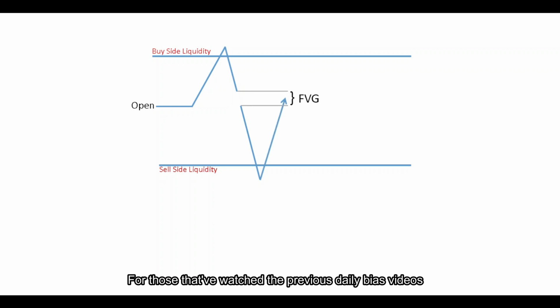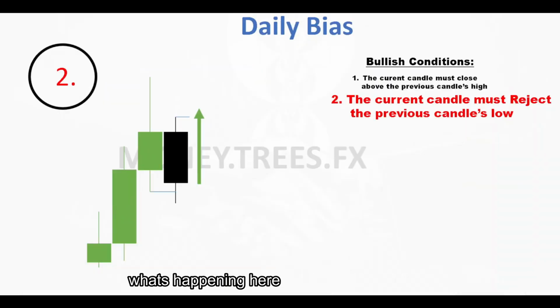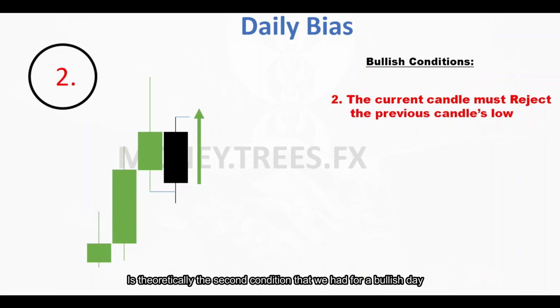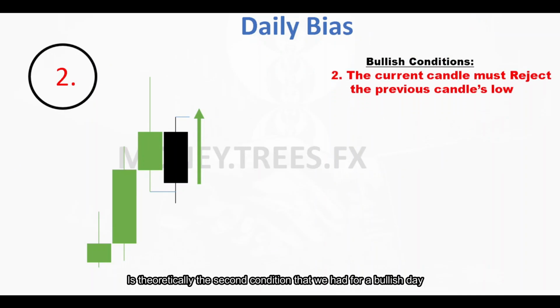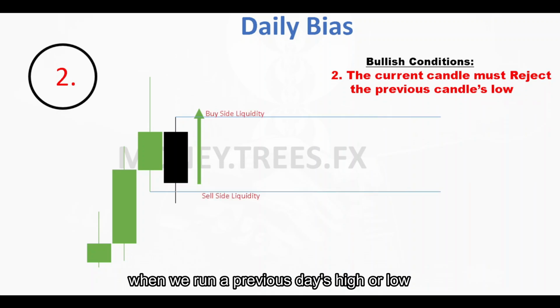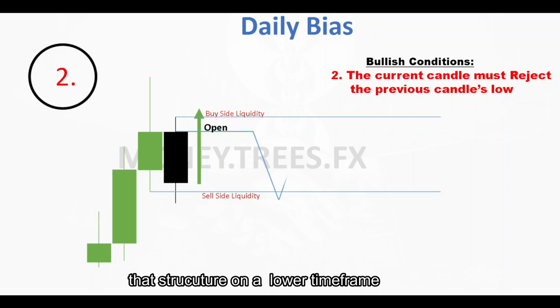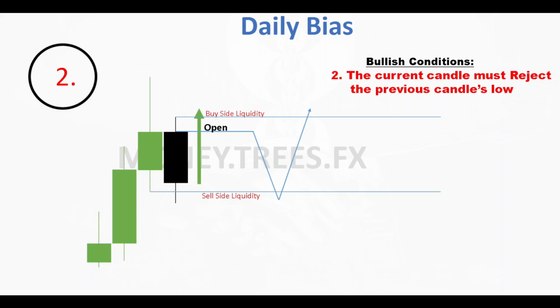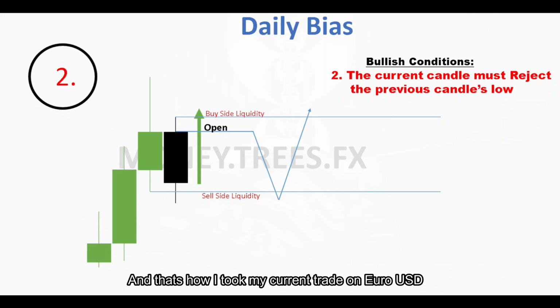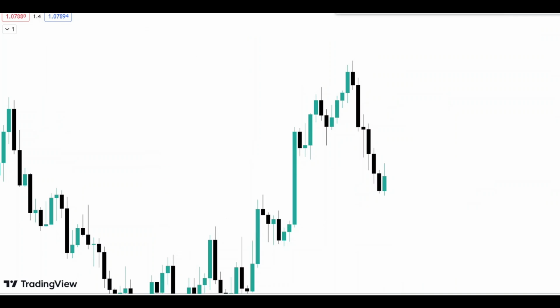For those that watched the previous daily bias video, what's happening here is theoretically the second condition that we had for a bullish day. When we run a previous day's high or low and fail to close above it or below it, that structure on a lower time frame is a turtle soup setup, which is also known as a Persian revert. That's basically running a pool of liquidity, in this case sell side, and going for the opposite liquidity, which is buy side. And that's how I took my current trade on Euro USD.